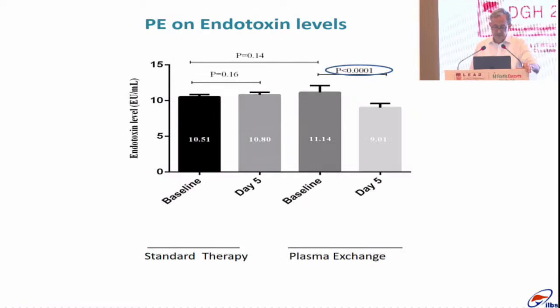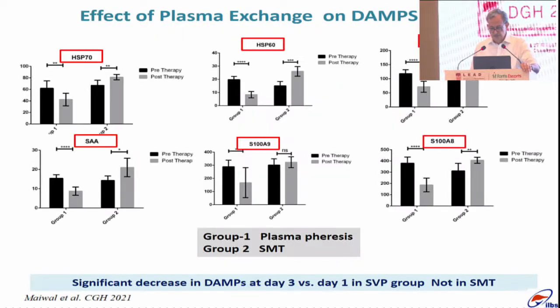Endotoxin levels. Plasma exchange from baseline to day 5 reduced endotoxins. It also removed DAMPs, HSP 70, 90, HMGB1 and all others. So DAMPs are decreased.